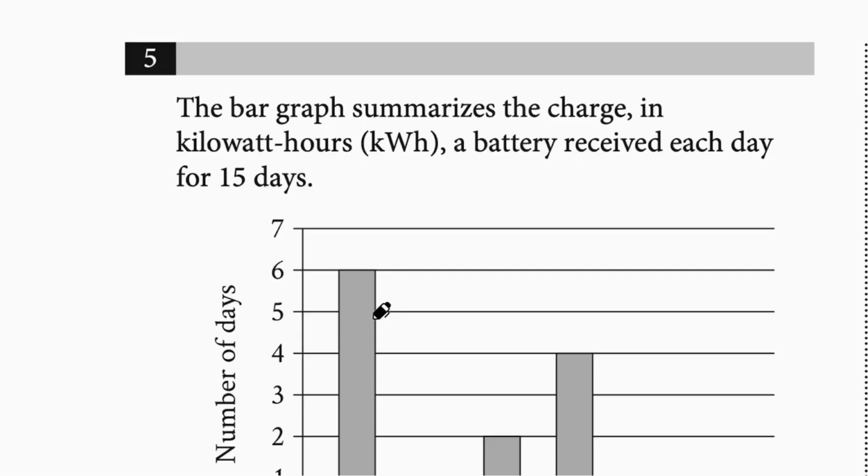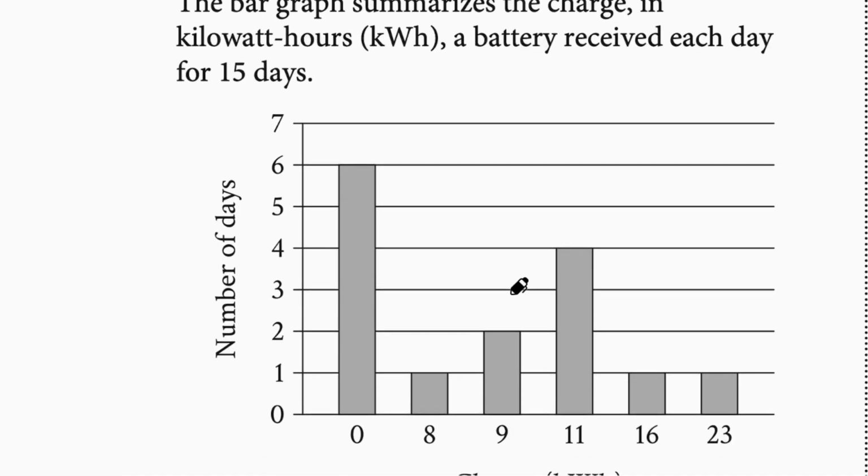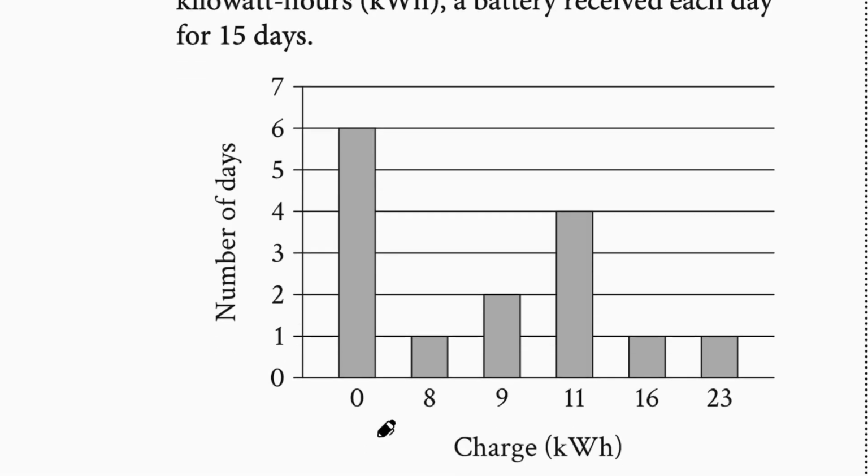Let's see the question. First question, question number 5. The bar graph summarizes the charge in kilowatt hours a battery received each day for 15 days. Okay. So let's read the data. On the x-axis this is charge in kilowatt hours, and the y-axis is the number of days. So zero charge is for 6 days.